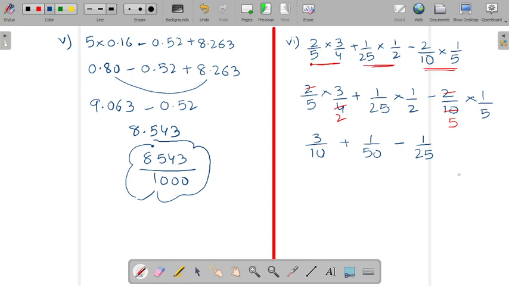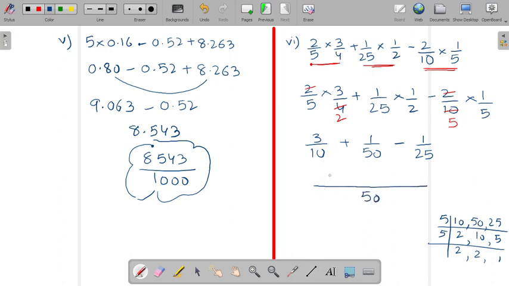Now let's see what LCM we will get. Next step, you have to take its LCM. So 5, 10, 5, then 50 would be the LCM. So 50 LCM, divide and multiply 15 plus 1 minus 2. Next step, 15 plus 1, 16 minus 2 upon 50.